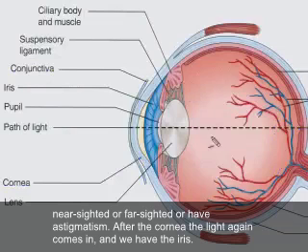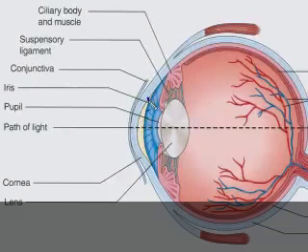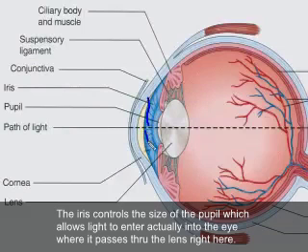And after the cornea, the light again comes in, and we have the iris. We talked about that. The iris controls the size of the pupil, which allows light to enter actually into the eye, where it passes through the lens. And this is the lens right here.